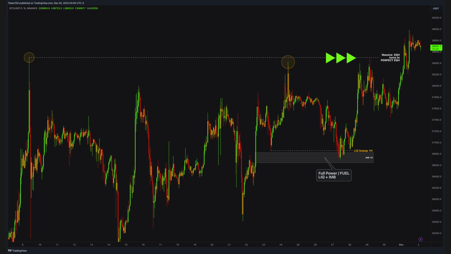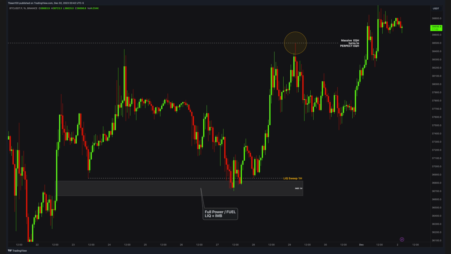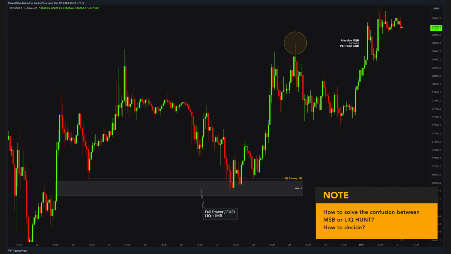After a while, that massive equal highs turned into a perfect equal highs, as you can see. I was like, 99.9% for sure it was going to be hunted. I left 0.01% margin for being false. Let's zoom in the area and talk again about something special. I teach this in my MasterClass program. When is an MSB a true MSB or just a liquidity hunt?